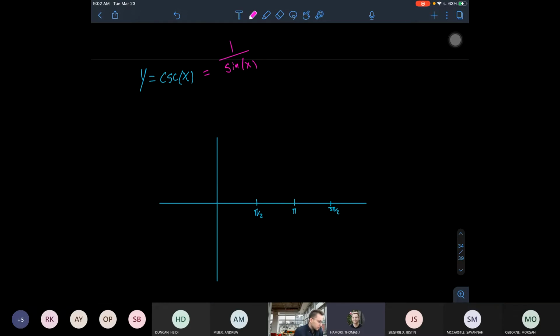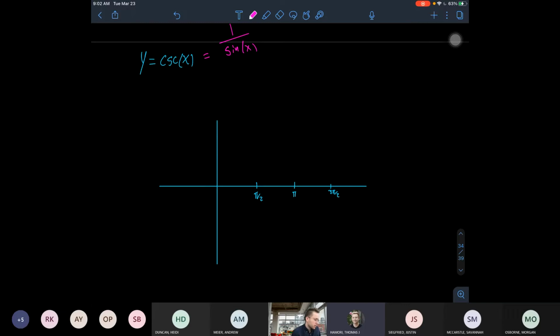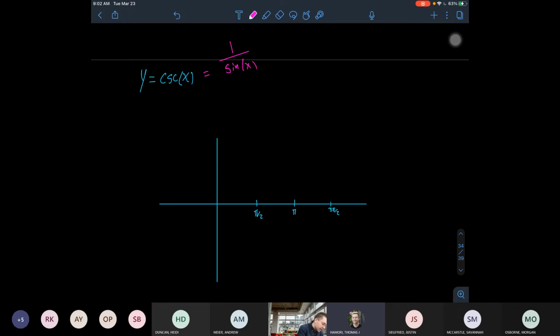All right. So here's what I'm going to do. I'm going to draw sine of x, and then we're going to consider, well, what do we think 1 over that is going to look like? Okay, so sine of x comes through 0. It reaches a maximum at pi over 2, and then it goes through at pi, and then it reaches a minimum at 3 pi over 2, and then it's back at 0 at 2 pi, sorry.